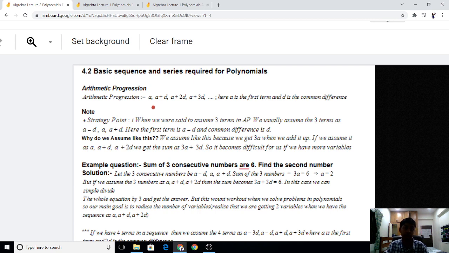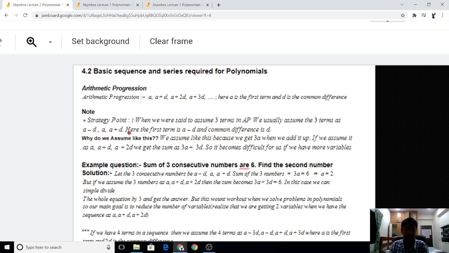In an arithmetic progression, you'll have the common difference as d. So it's A, A plus D, A plus 2D, A plus 3D, and so on. Here D is the common difference and A is the starting number. Like 2, 5, 8, 11: 2 is the starting number and 3 is the common difference.